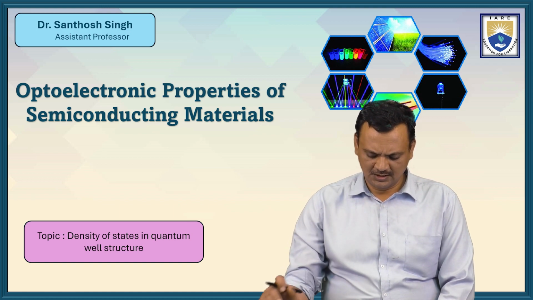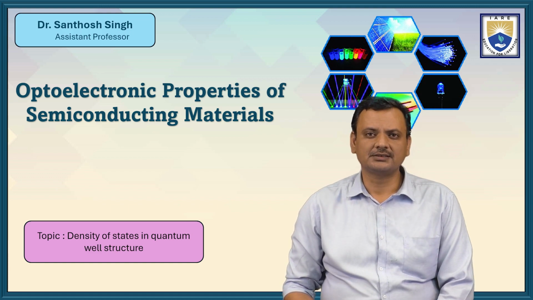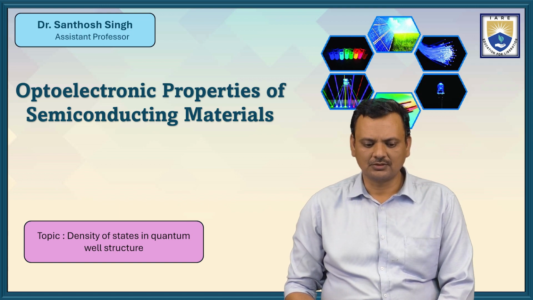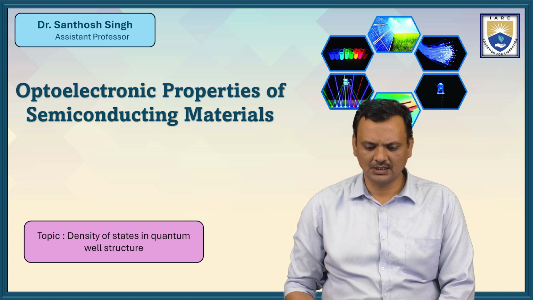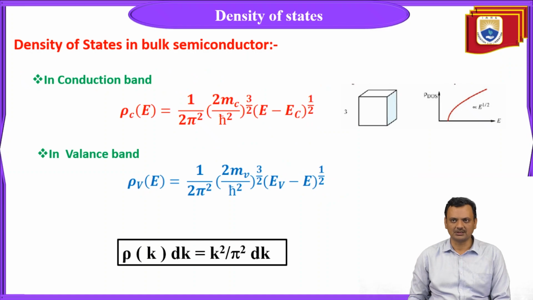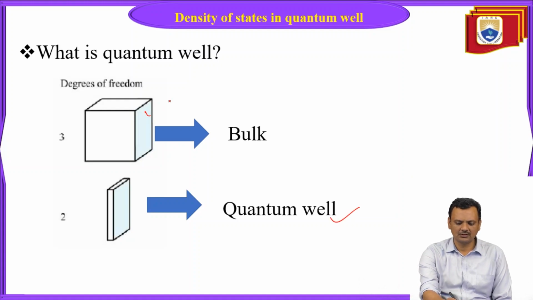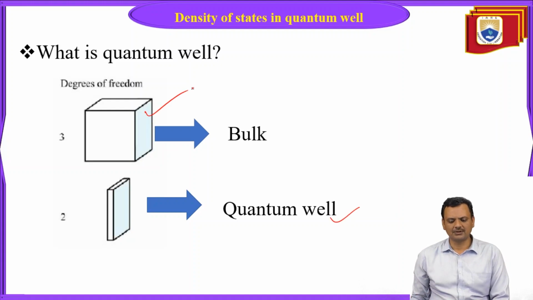So we already discussed density of state in bulk semiconductor. First we will see what is the quantum well structure. This is your quantum well structure, and this is your bulk structure. So what is the difference between quantum well and bulk structure?